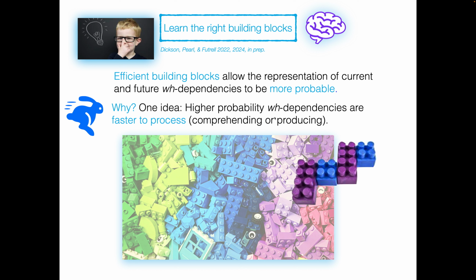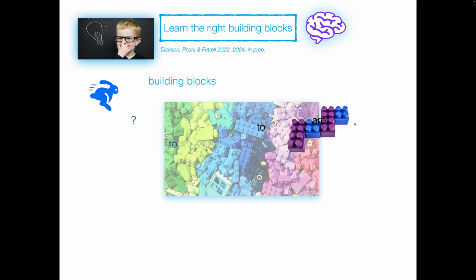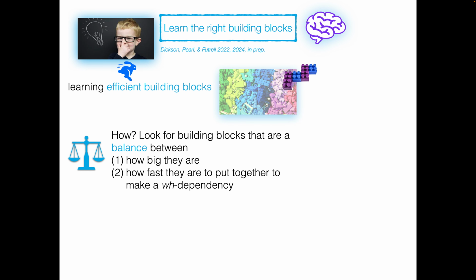Okay, so why does being more probable make you more efficient? Well, one idea is that higher probability WH dependencies are faster to process, whether you're comprehending them or producing them, and so that's why they're efficient. So we're learning efficient building blocks, things that make dependencies high probability. How shall you find these efficient building blocks? Here the idea is that the child's looking for building blocks that are a balance between how big the blocks are and how fast they are to put together to make a WH dependency.